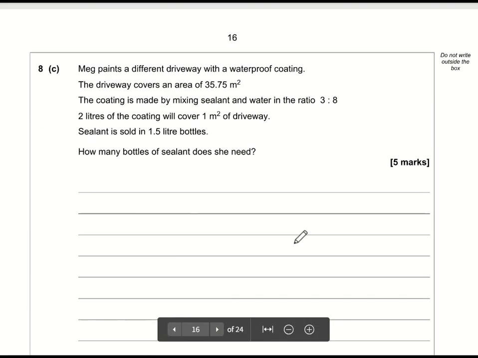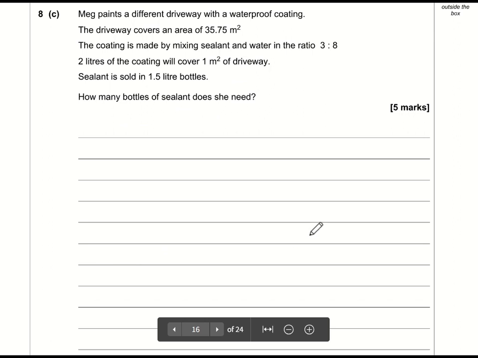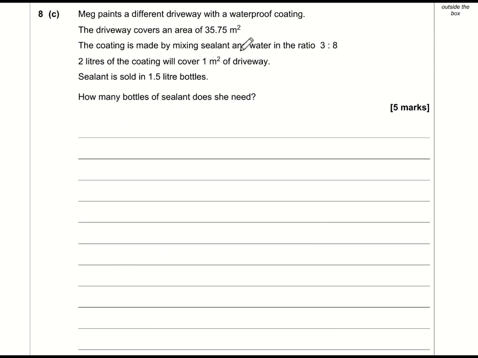Okay, question 8c. So the driveway covers an area of 35.75, and 2 litres of coating will cover 1 square metre. So how many litres of coating do we need? Well, we're going to need 2 lots of 35.75, and 35.75 multiplied by 2 is 71.5 litres.